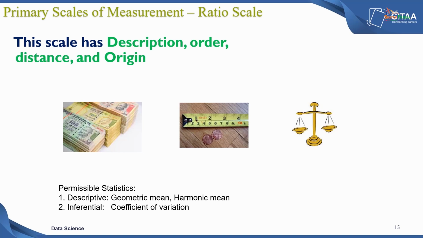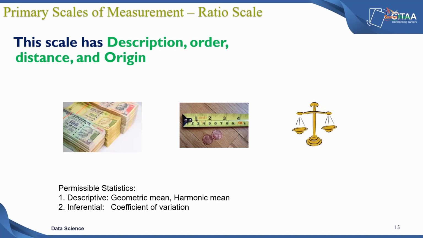So you can actually compute something called, let's say, the CAGR, compounded annual growth rate, or you can do a harmonic mean, that is, you can actually get a mean value of rates. So let's say a car traveled between A and B at a speed of 60 kilometers per hour and returned at 40 kilometers per hour. What's the average speed? So we will require a harmonic mean computation to do this. All these are possible when the scale type is ratio, and the inferential statistics has the coefficient of variation.